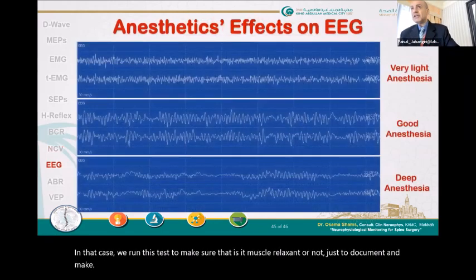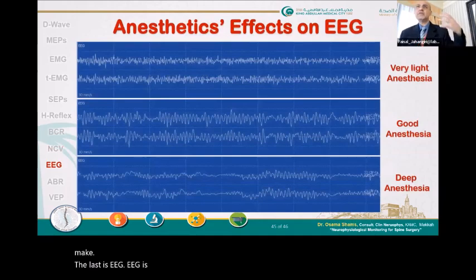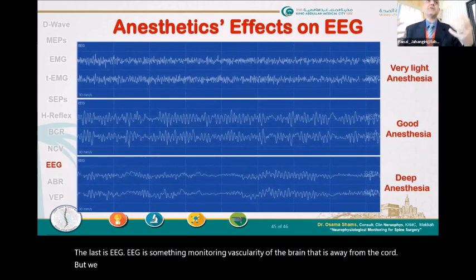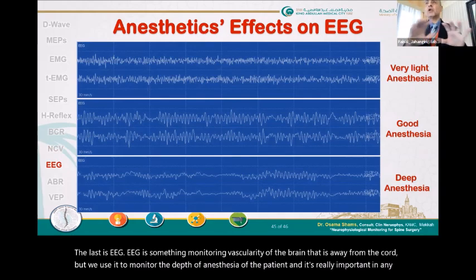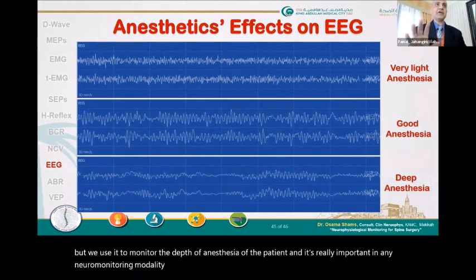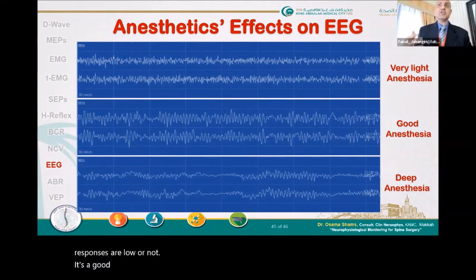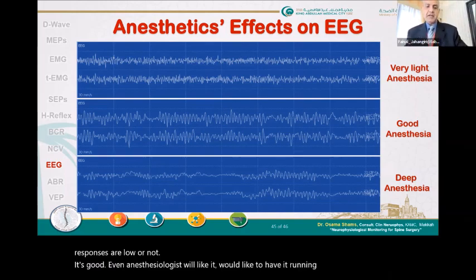The last is EEG. EEG monitors the vascularity of the brain, which is away from the cord, but we use it to monitor the depth of anesthesia of the patient. And it's really important in any neuromonitoring modality. It must be there to make sure that your patient is deep, and that's why responses are low or not. It's good. Even anesthesiologists will like to have it running at that time.